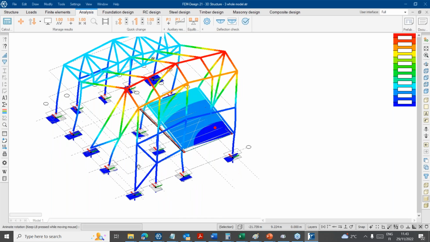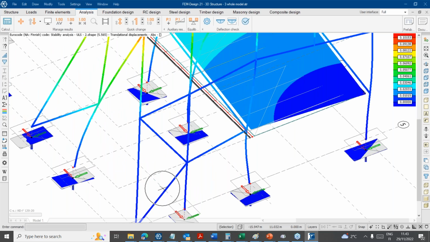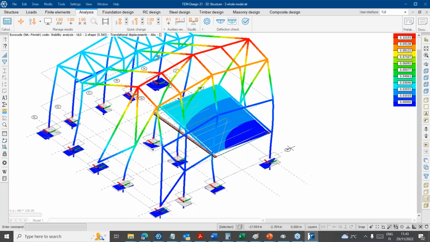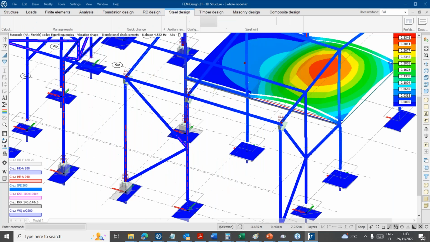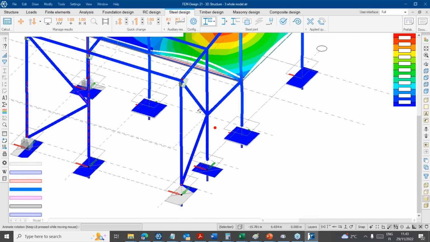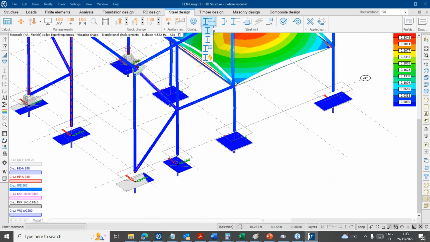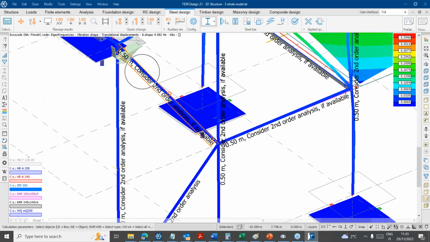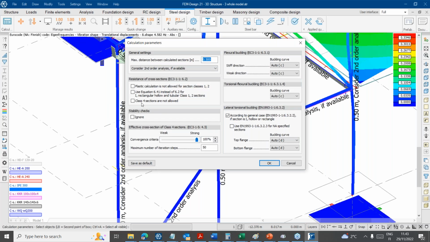And let's imagine we are designing these braces in the last bay of this frame, this last frame in the axis number 5. So we go to the steel design, and we want to design this element. And then we have this option. If we do steel design in our software, we have calculation parameters, and it's this text: consider second order analysis if available, and it's here. So this is the confusing dialog.